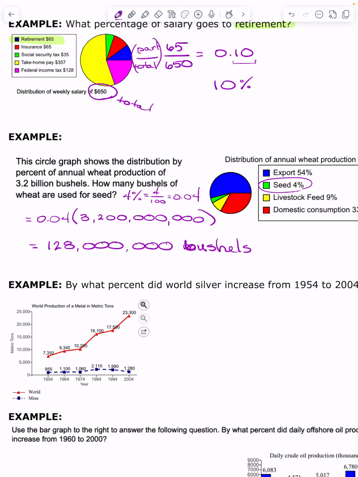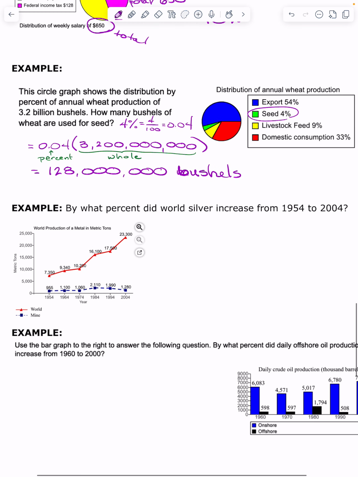So here, let's change colors. It's the percent written as a decimal. We always multiply using decimals of the whole. And that gives us the part that we're looking for, 128 million.